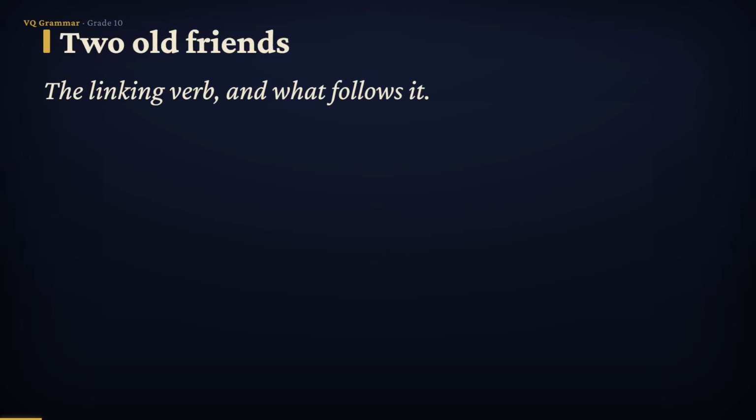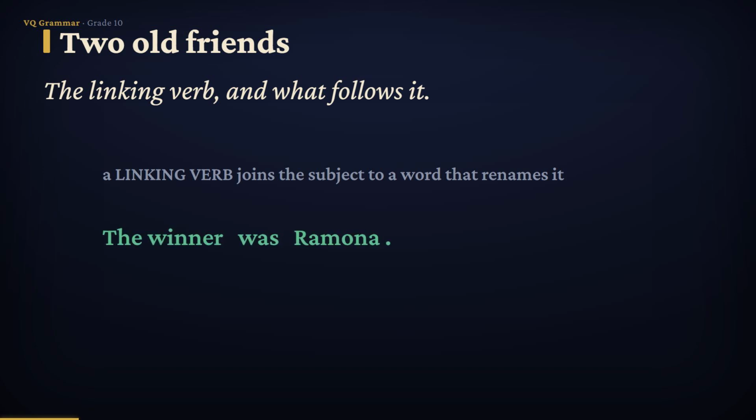Before we touch the new rule, let's bring two old friends back onto the board. Back in Lesson 6, we met the linking verb, a verb that shows no action at all, but simply joins the subject to a word that renames or describes it. Then in Lesson 18, we met the word that so often sits on the far side of that verb. When it is a noun that renames the subject, we call it a predicate nominative. Look at this sentence. The winner was Ramona. Was is the linking verb, and Ramona is the predicate nominative. She renames the winner. Hold on to both of those, because today's rule lives exactly where they meet.